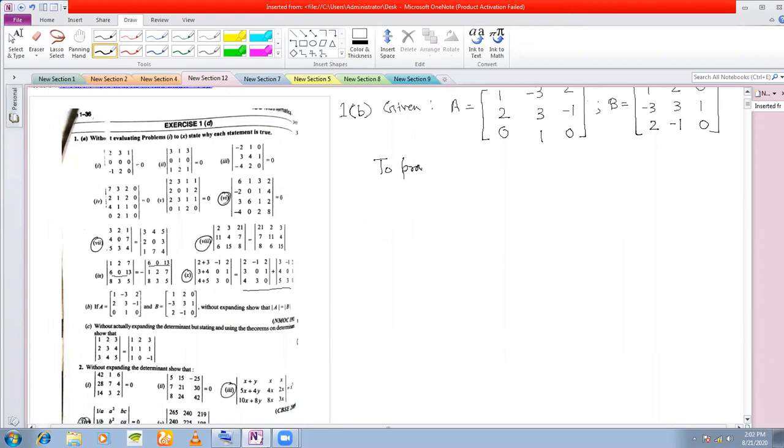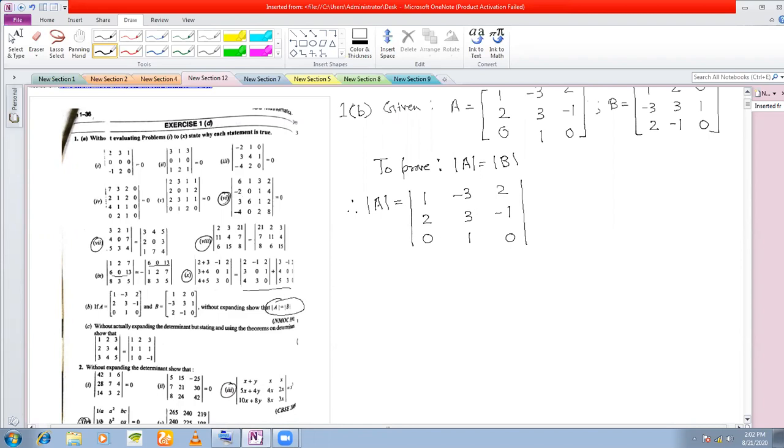To prove det A is equal to det B. This is the sign for det, right? So if A is this matrix, then det A is this. Okay, and you have to prove det A is equal to det B.